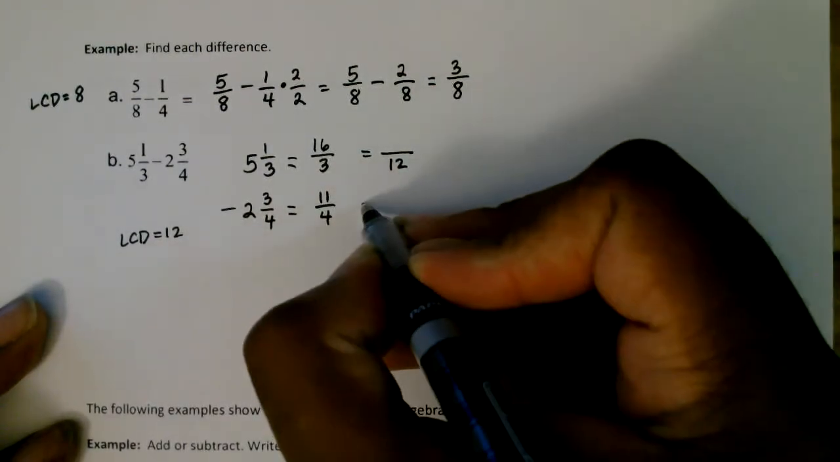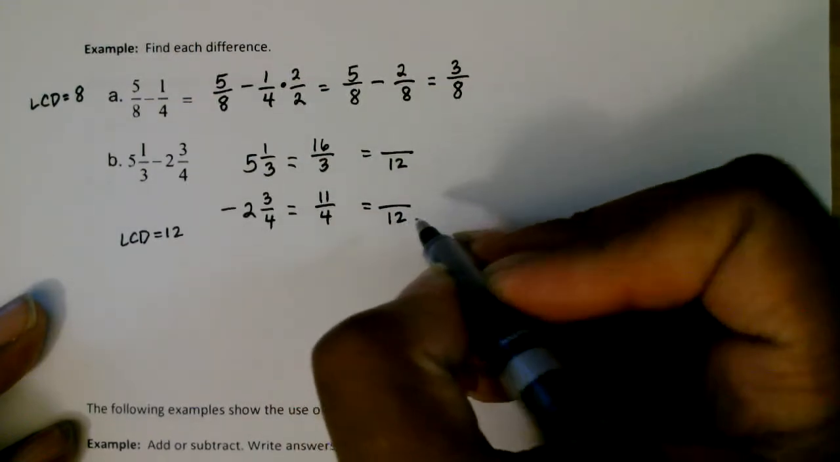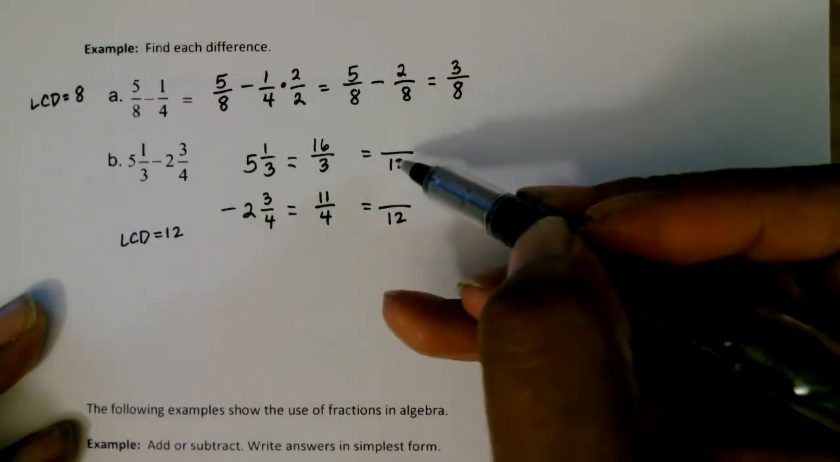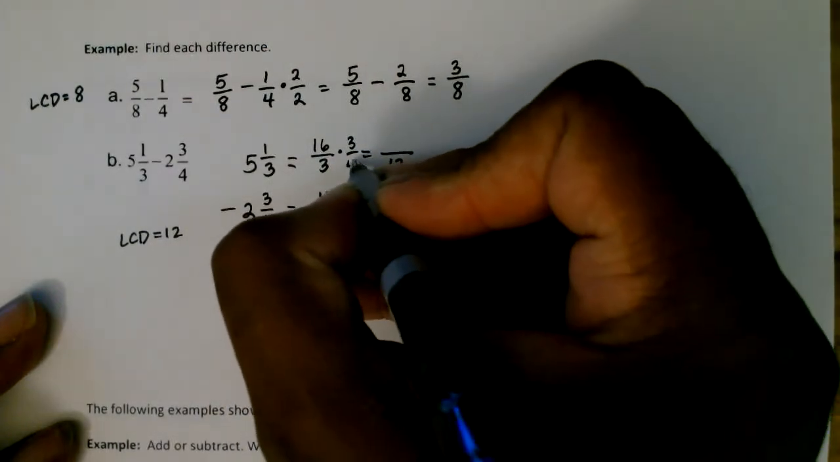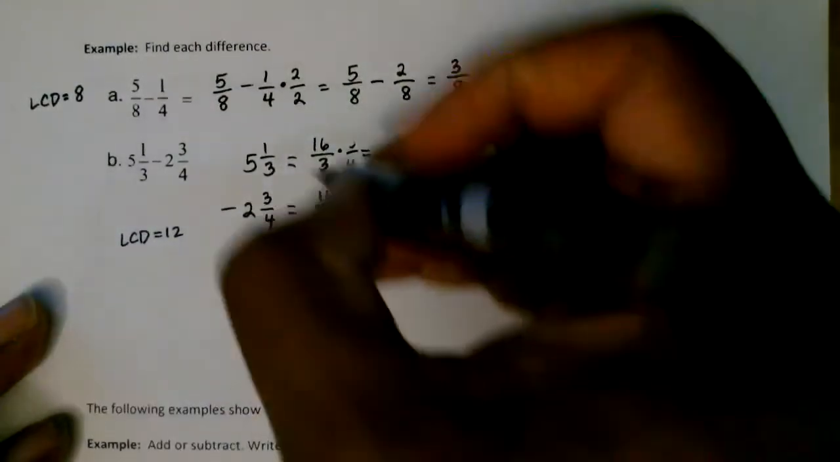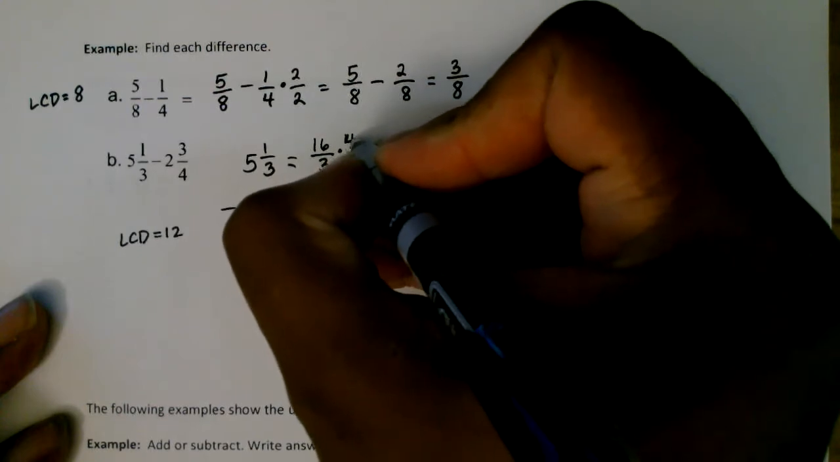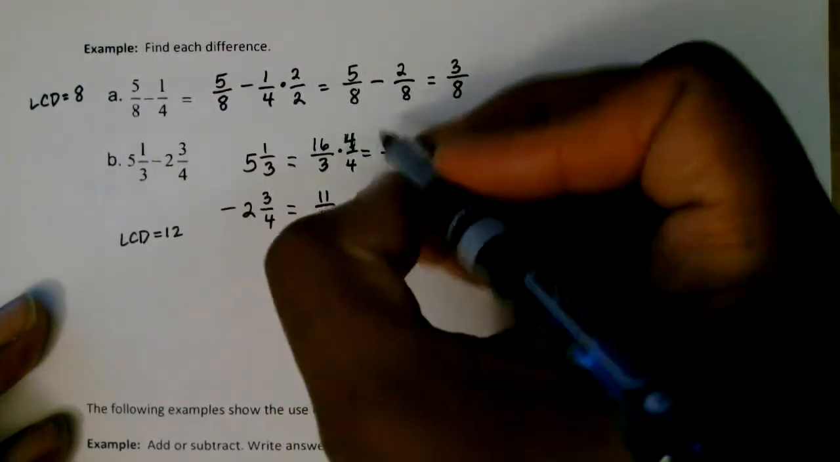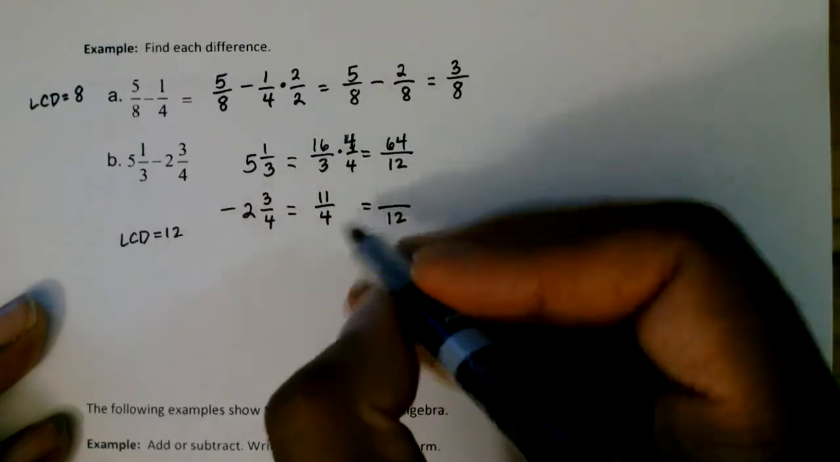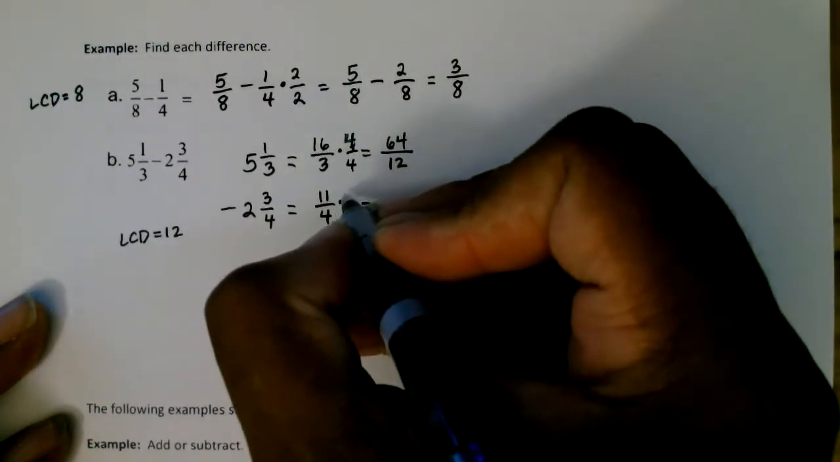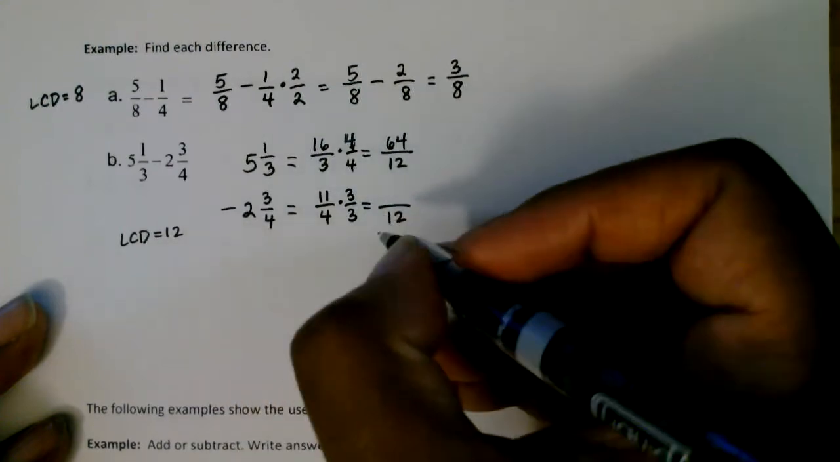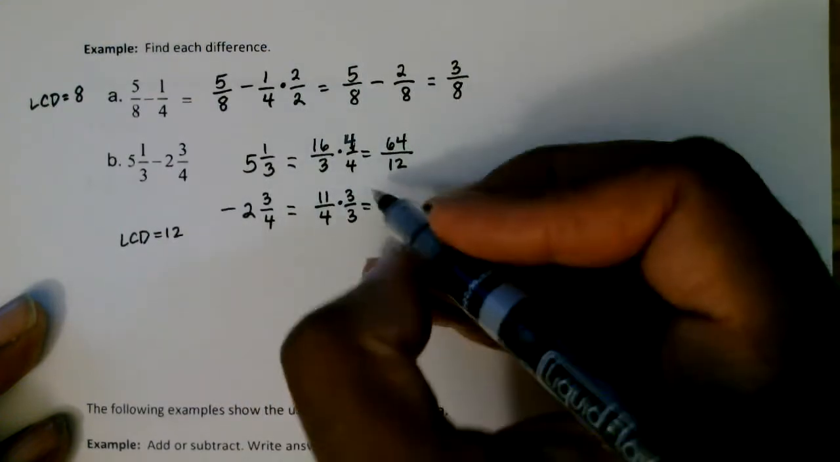So now I'm going to have a 12 here and a 12 here. Now, if I want 16/3 to have a common denominator of 12, I need to multiply the numerator and the denominator by 4, because 3 goes into 12 4 times. So let's multiply the numerator and the denominator by 4. 16 times 4, that's 64. For 11/4, if I want this 4 to have a denominator of 12, I need to multiply the numerator and the denominator by 3. 11 times 3 will be 33.